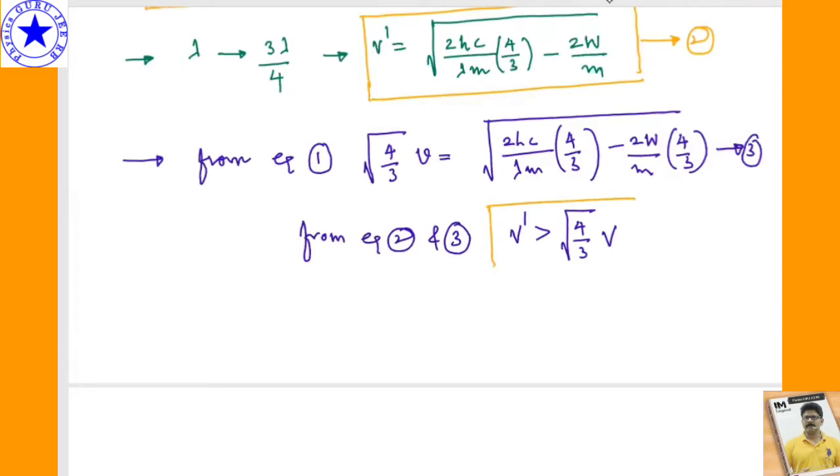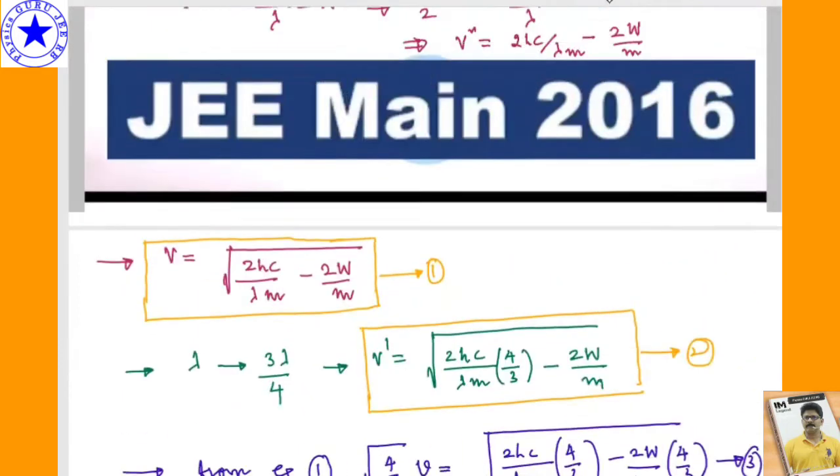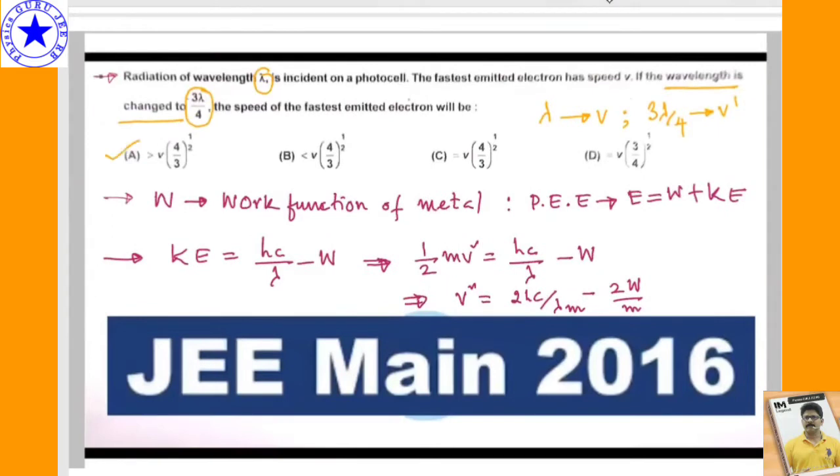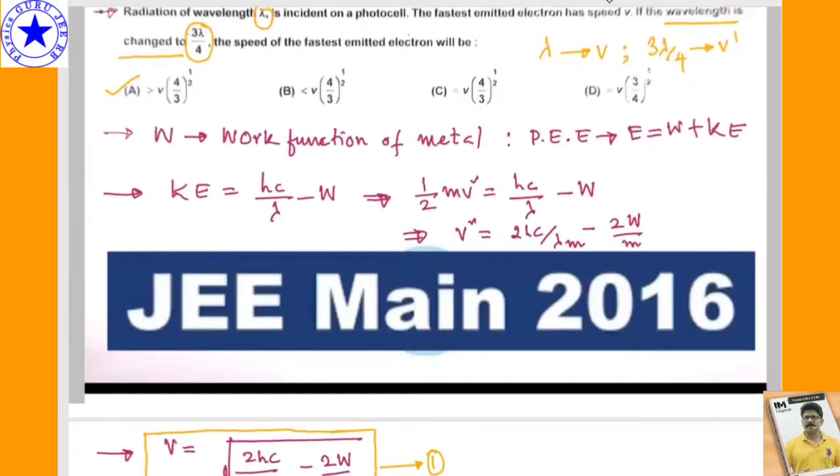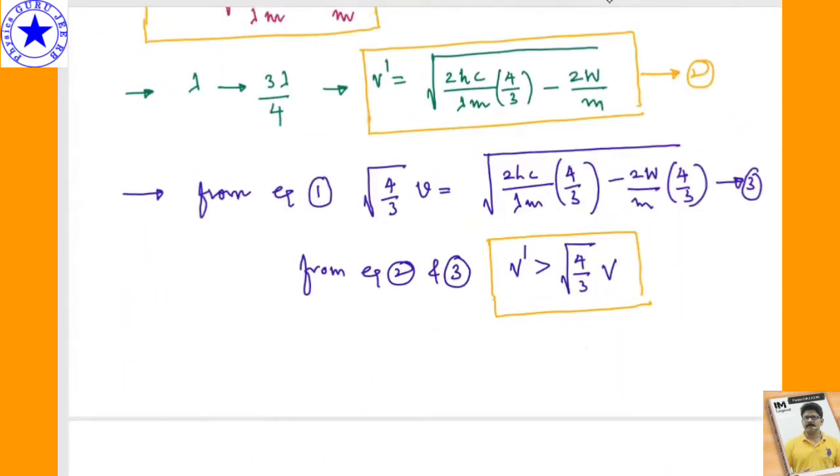So what is the option matching here? The option that matches is A, greater than v times (4 by 3) to the power of 1 by 2. Here v dash is greater than root of 4 by 3 into v, where v is the initial velocity.